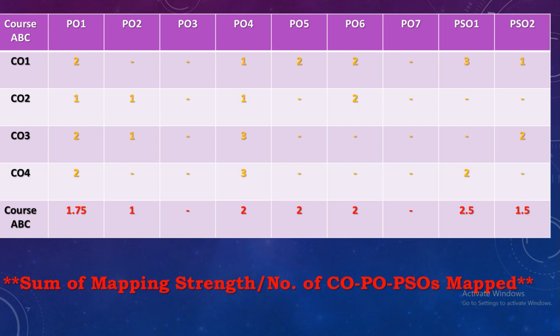So I hope the formula is clear to you, and we shall easily hereafter be able to map the courses, the COs, and thereby ascertain the values of the entire course against each of the PO and PSO statements. So that's all for now. Thank you. In the next video, we shall come again with the attainment calculation.